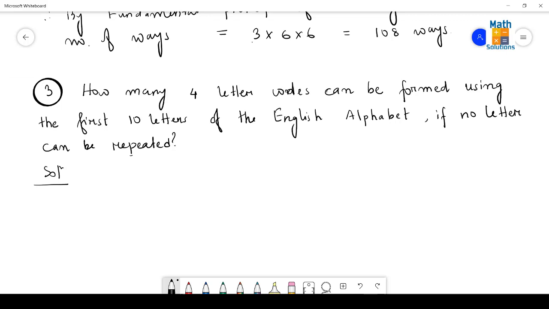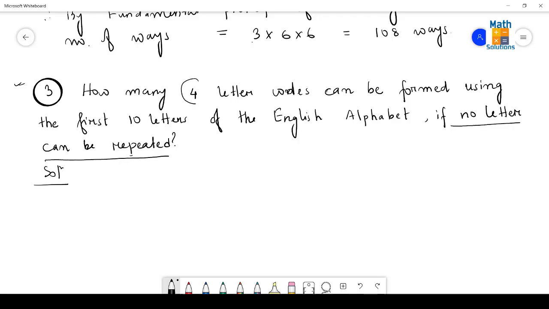So here goes question number 3. In question number 3, let us see what it says. How many 4-letter codes can be formed using the first 10 letters of the English alphabet if no letter can be repeated? The first and foremost thing to be noticed here is no letter can be repeated. Means repetition is not allowed.